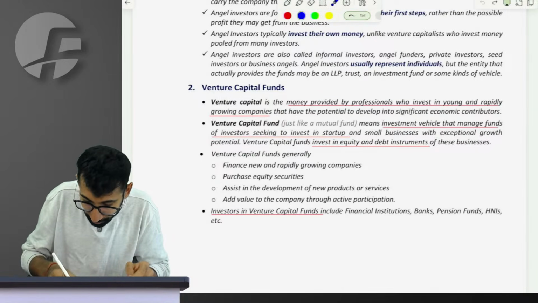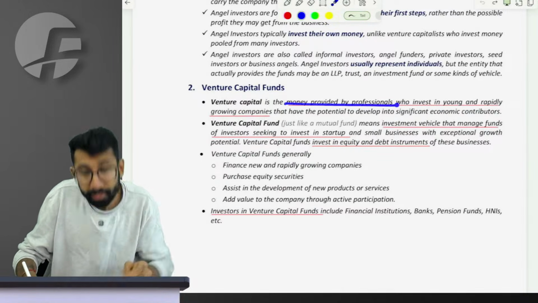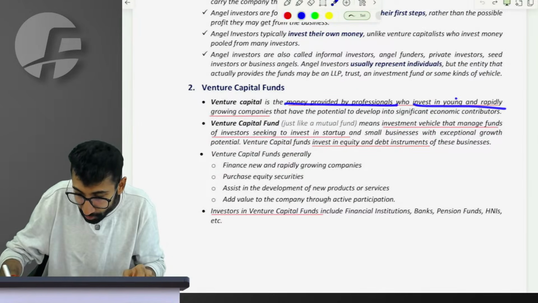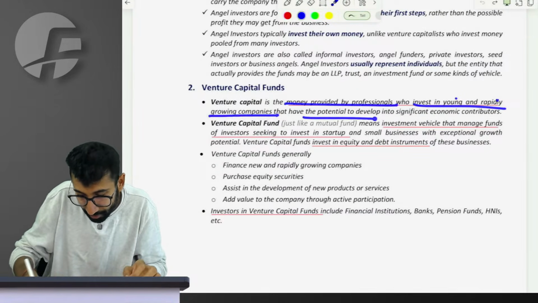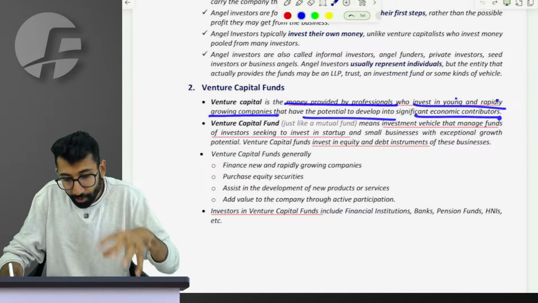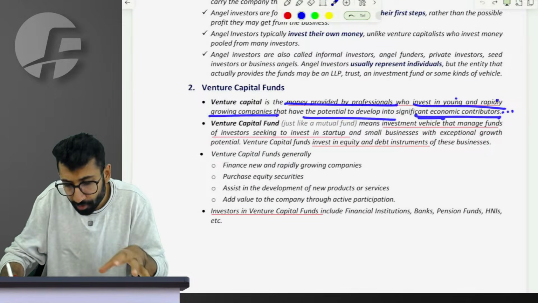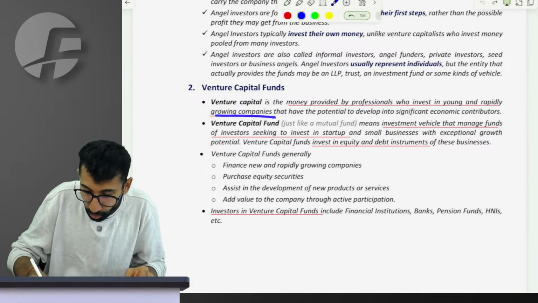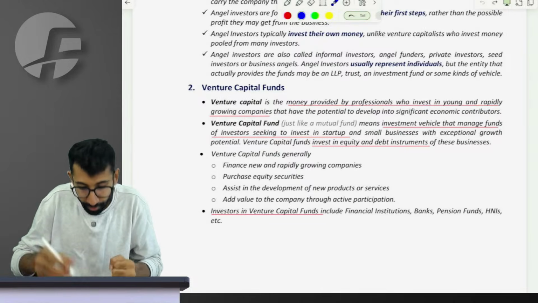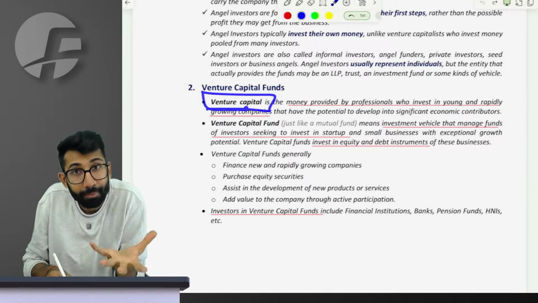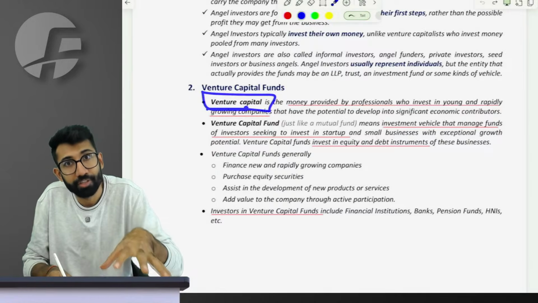So venture capital is the money provided by professionals, the venture capital fund managers, who invest in young and rapidly growing companies that have the potential to develop into significant economic contributors. Simply put, they can become huge companies. In those growing companies, professionals invest their money. That is venture capital: the capital provided to those companies.